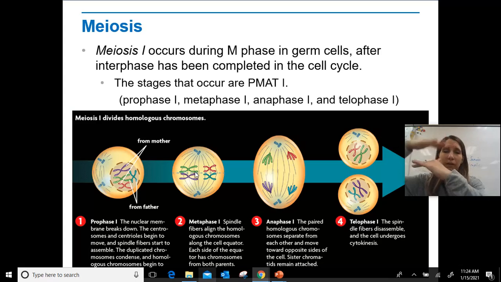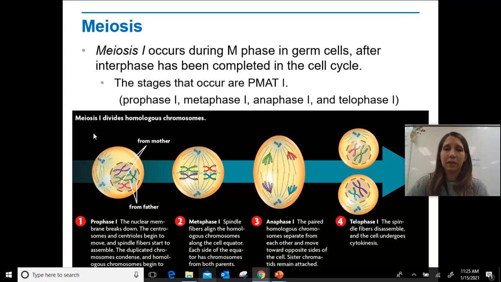And I've got blue and I've got red kind of on top. And how that becomes importantly different is that now we're not going to separate our sisters yet. What we're going to actually separate is the homologous pair. So my pairs are going to line up together. So purple and green line up together, red and blue line up together. And then when they get separated, my whole X is going to go to each of those poles.